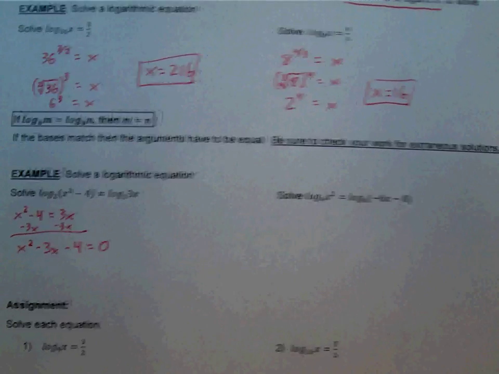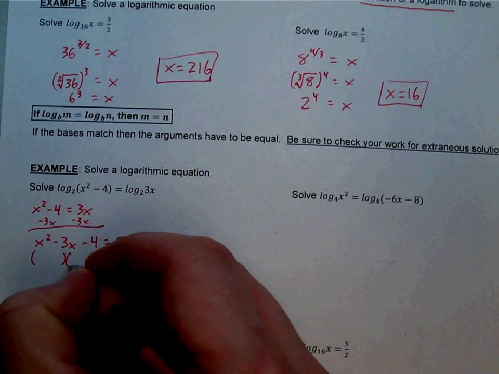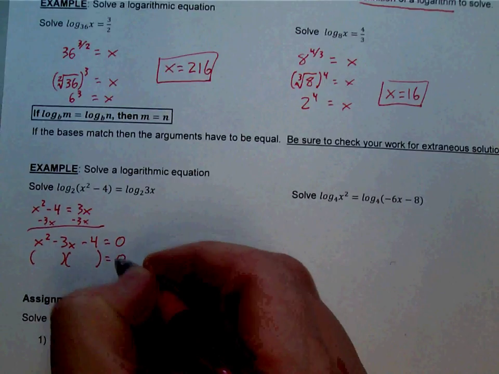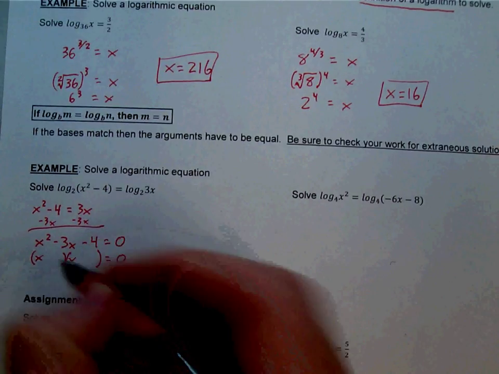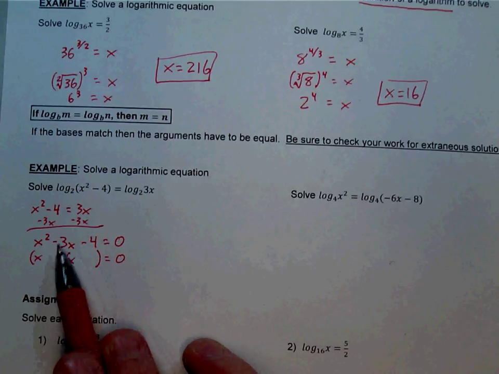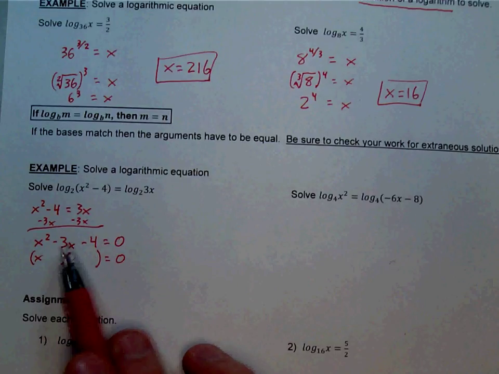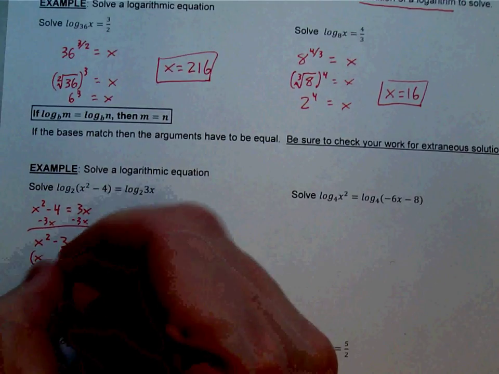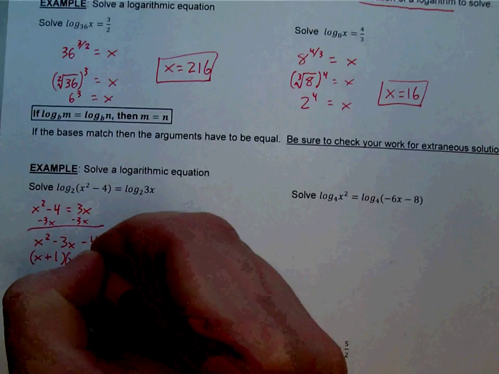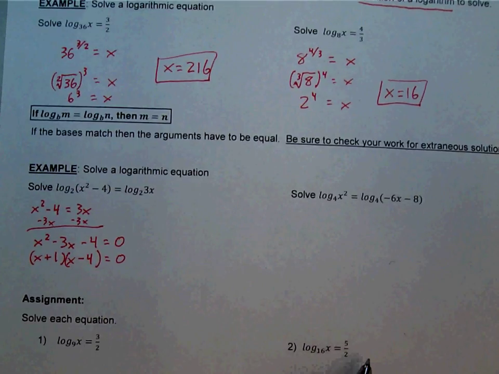Now it's set equal to 0, and now I try to factor that. So an x, and we're looking for two numbers which multiply to the last thing, the negative 4, that also add to negative 3. Two numbers that multiply to negative 4 that add to negative 3 are negative 4 and positive 1. Positive 1 times negative 4 is negative 4. Positive 1 plus a negative 4 is negative 3. So we got it factored.